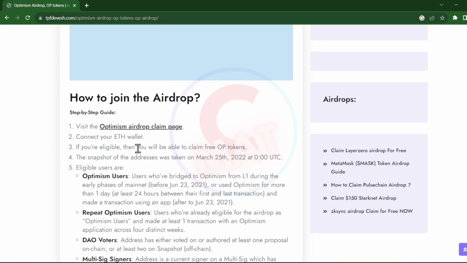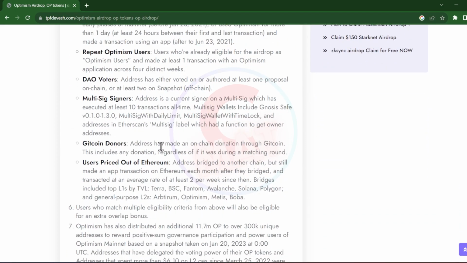Optimism users, that means if you used Optimism for L1 during the early phase of the mainnet, you are eligible for their airdrop. Repeated Optimism users, that means you made at least one transaction with an Optimism application across distinct weeks. DAO voters who voted on Snapshot or on-chain proposals are also eligible. And Gitcoin donors as well. If you made a donation on Gitcoin, you are also eligible.